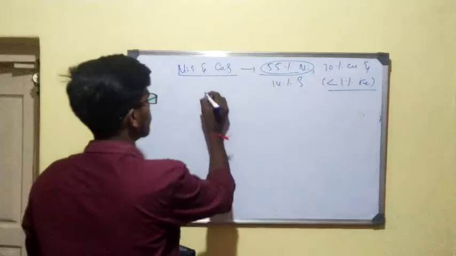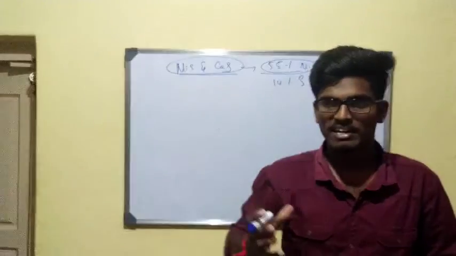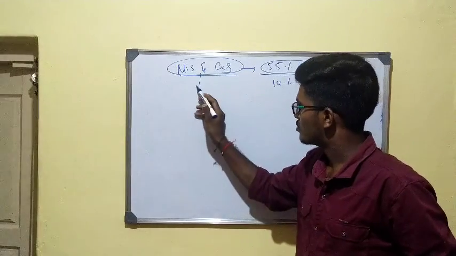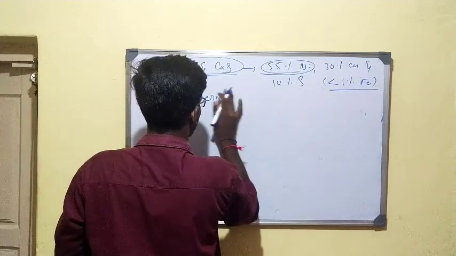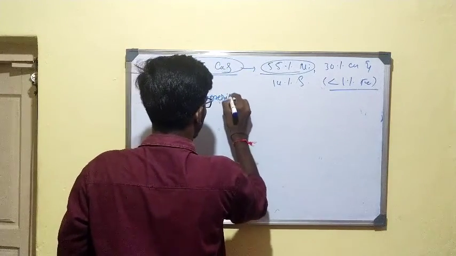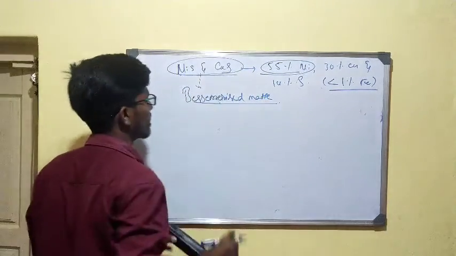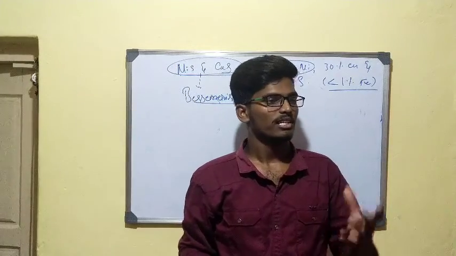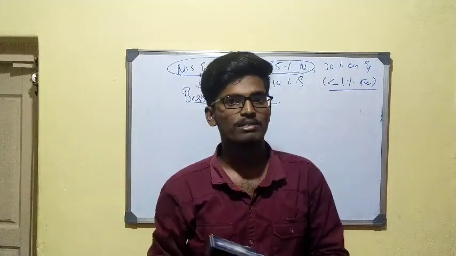Now you have the mixture of nickel sulfide and copper sulfide. After Bessemerization, the matte you get contains this, and this is what we call Bessemerized matte. Now you have been successful in removing the iron sulfide. Now we are left with nickel sulfide and copper sulfide.